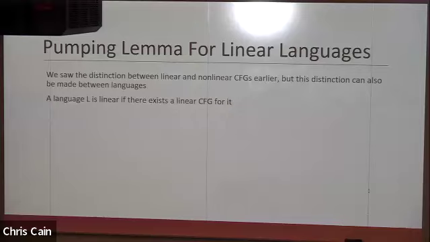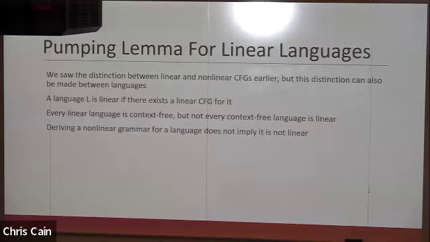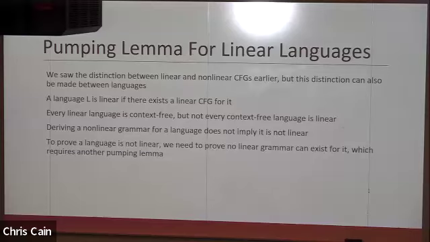A language is linear if there exists a linear context-free grammar for it. Every linear language is context-free, but not every context-free language is linear. And this mapped to the same class of language as the deterministic push-down automata. So if you can derive a nonlinear grammar for a language, it doesn't imply that it's not linear. In order to prove a language isn't linear, we have to prove that we could not create any linear grammar for it, which means that we need another pumping lemma.